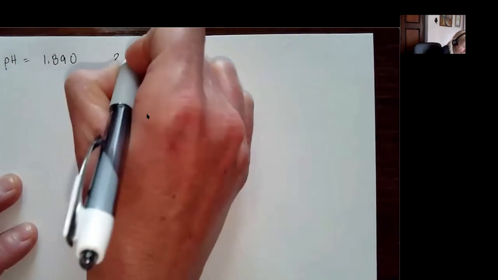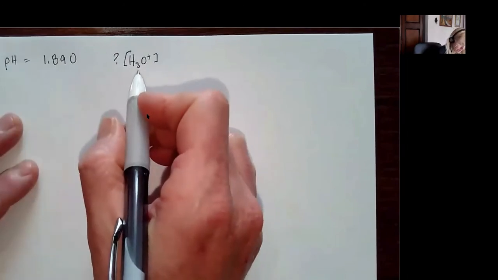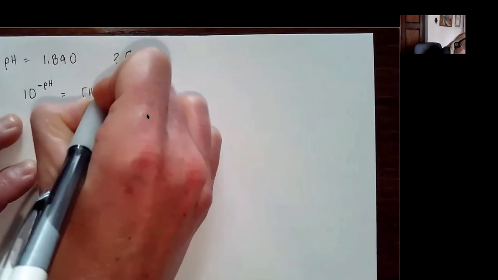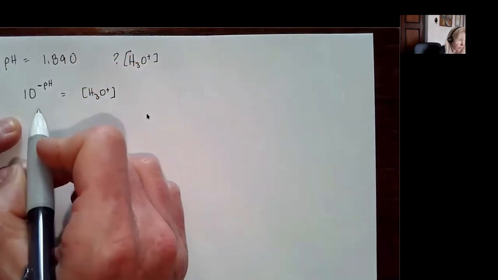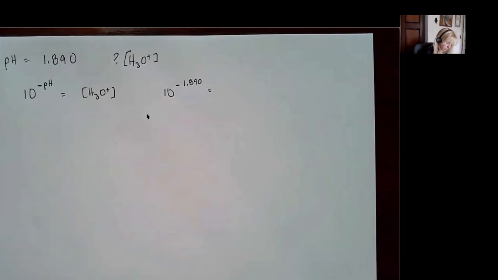Let's say now I have a pH and I want to calculate my hydronium ion concentration. I'm going to take 10 to the negative x of that. Let's say I have a pH of 1.890, and I want to know what is my hydronium ion concentration. This is always going to give me molarities. I'm going to take 10 to the minus pH, and that's going to give me my hydronium ion concentration. This is how I'm going to toggle back and forth. So 10 to the minus 1.890 is going to give me a hydronium ion concentration of what?